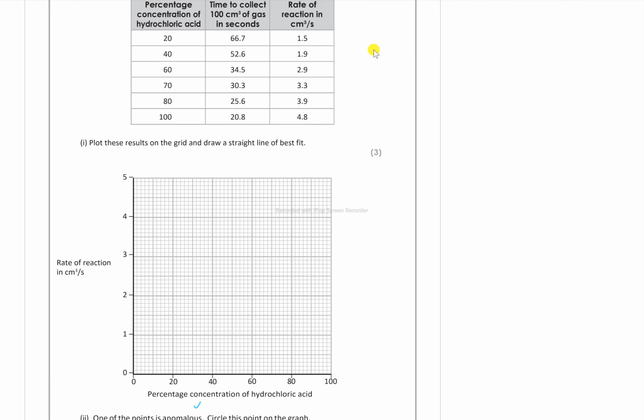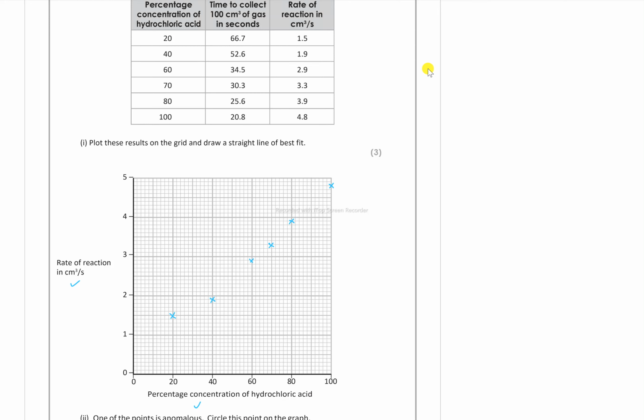So they've given us the 2 axes, and then we just need to plot. Right, at 20 the rate of reaction was 1.5 there. At 40 it's 1.9. At 60, so look here, I'm looking at 60 and 2.9. 70 is 3.3, so they're going up in 10s and 20s. So this is where they're trying to be a bit clever. So 80 is 3.9 and 100 is 4.8. Did I get that right? 1.5, 1.9, 2.9. Okay, that went up.